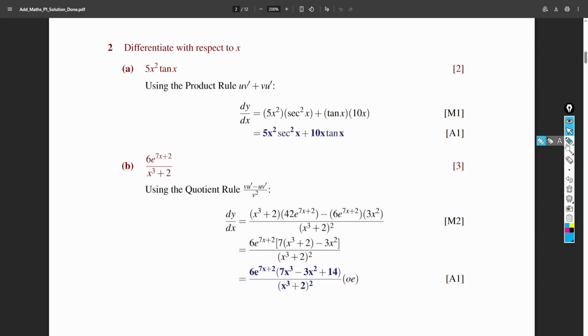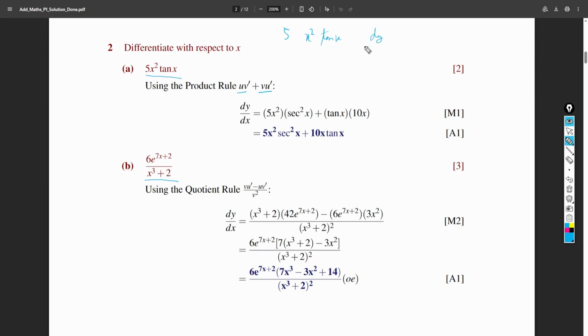So this is a very straightforward question. Over here we are given two expressions and we are told to differentiate them. So for the first one, it's a product of two functions, right? So we can ignore the 5 since it's a constant, and we have x square as one function, and another one is tan x. So two functions, so we use the product rule, which is u v prime plus v u prime.